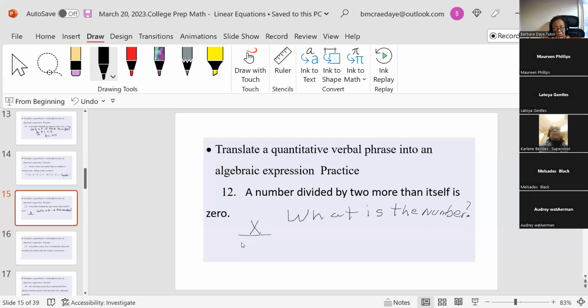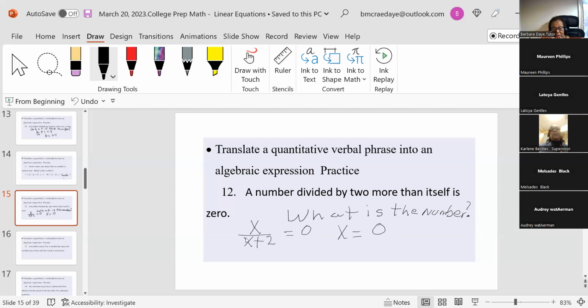You took X as the number. So that would be X plus 2, 2 more than itself, right? The X is the number. And that's equal to 0. So what is X equal to? X is equal to 0. X is 0, because you take X plus 2 and multiply it by both sides and you get 0. So X is 0.